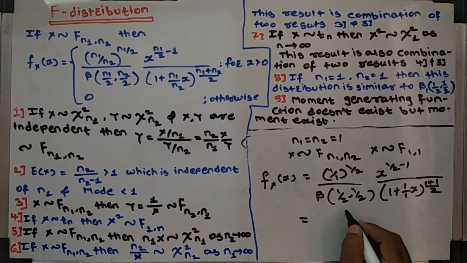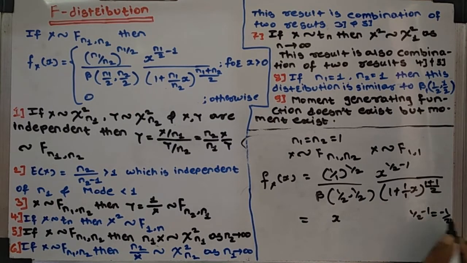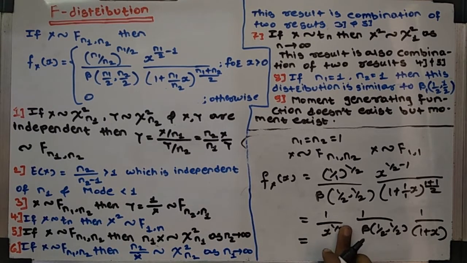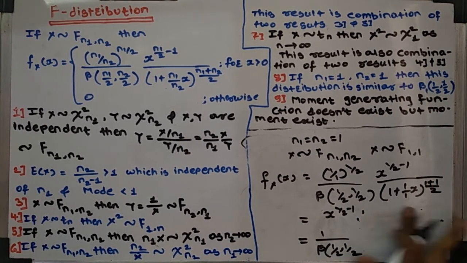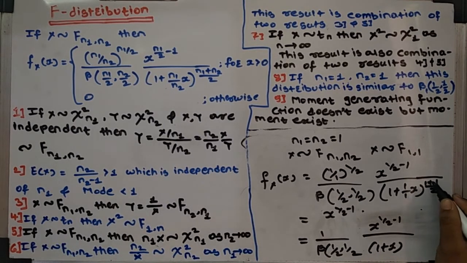From this, x raised to 1 by 2 minus 1 equals x raised to minus 1 by 2, that is 1 upon x raised to 1 by 2, into 1 upon beta 1 by 2, 1 by 2, into 1 upon 1 plus x raised to 1. We do not write it in this form, we write it in a similar form, that is 1 upon beta 1 by 2, 1 by 2, into x raised to 1 by 2 minus 1 upon 1 plus x raised to 1 by 2 plus 1 by 2, that is 1, and we know that this density function is a beta distribution of second kind with parameters 1/2, 1/2.